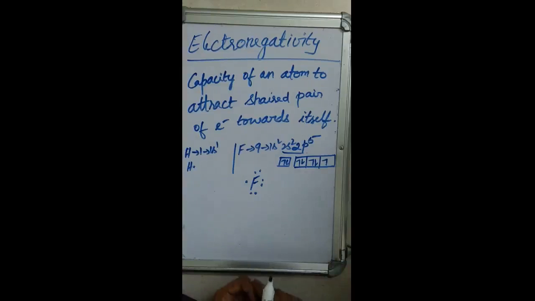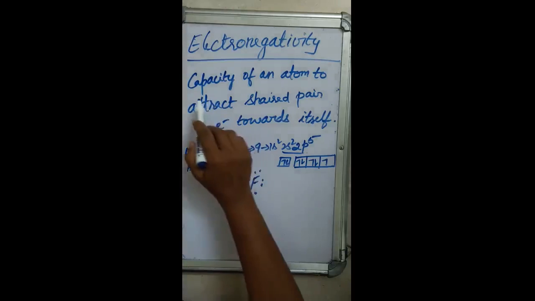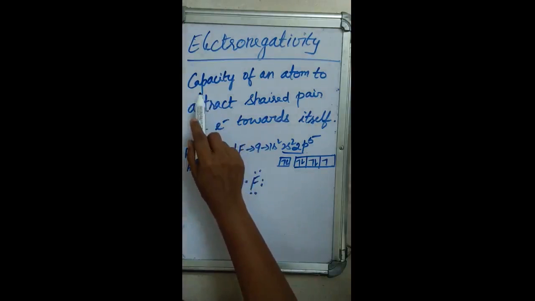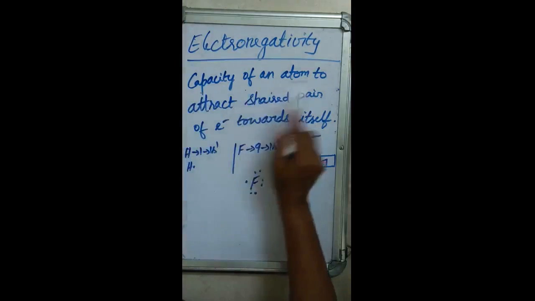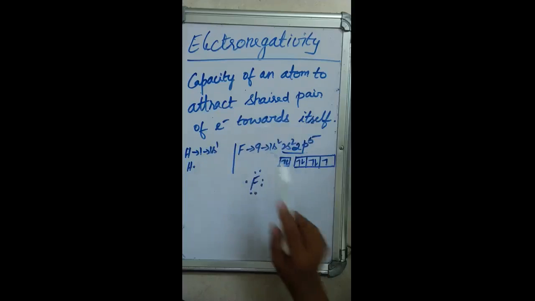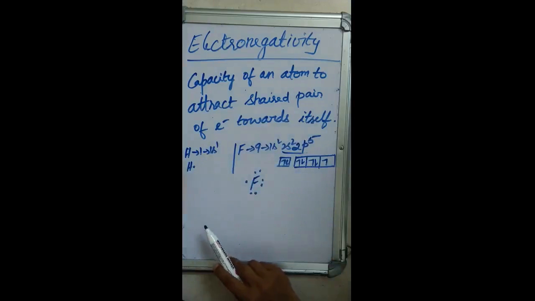Yes, the next property is electronegativity. What is the meaning of electronegativity? I will define it first: the capacity of an atom to attract a shared pair of electrons towards itself.